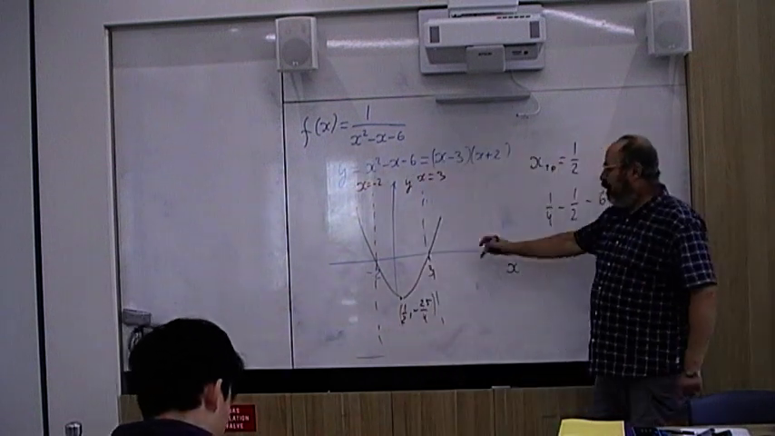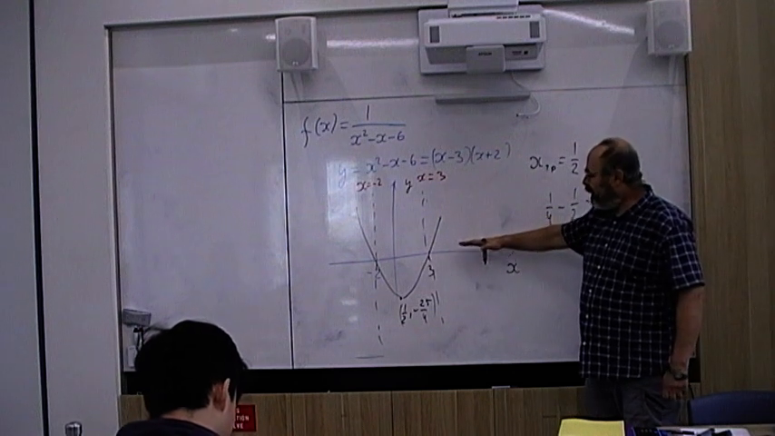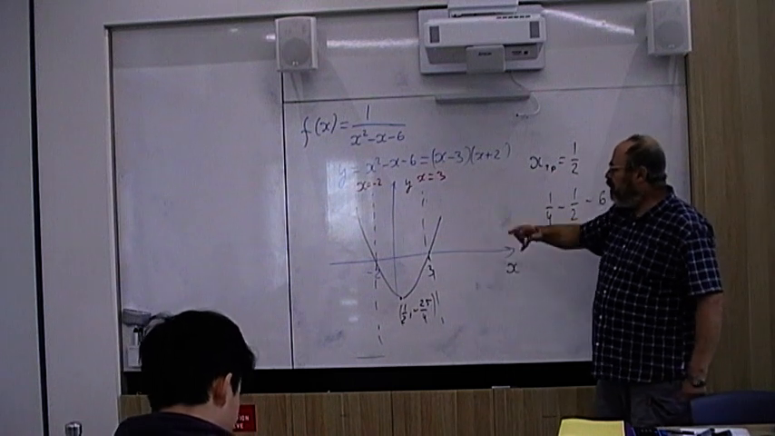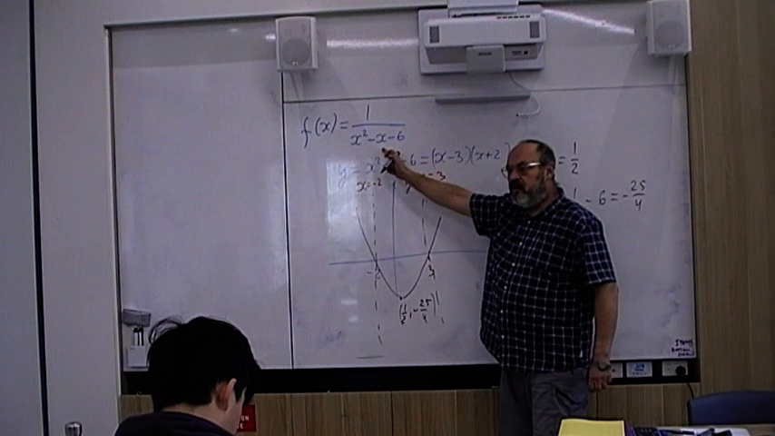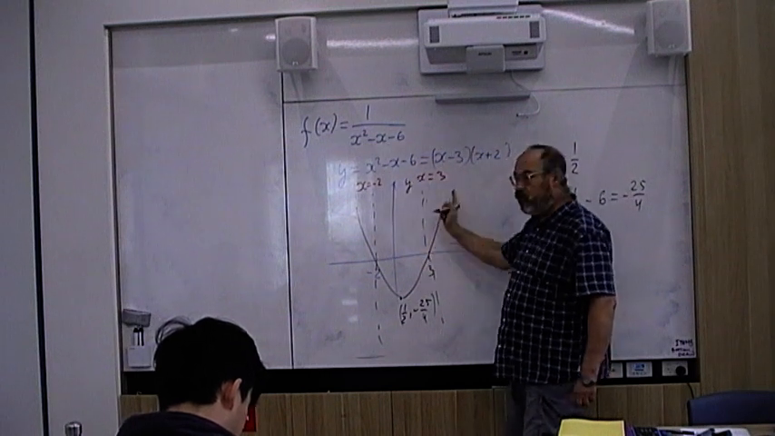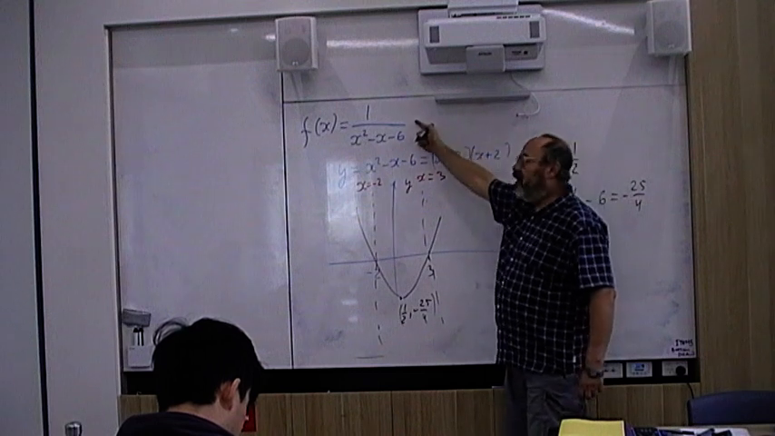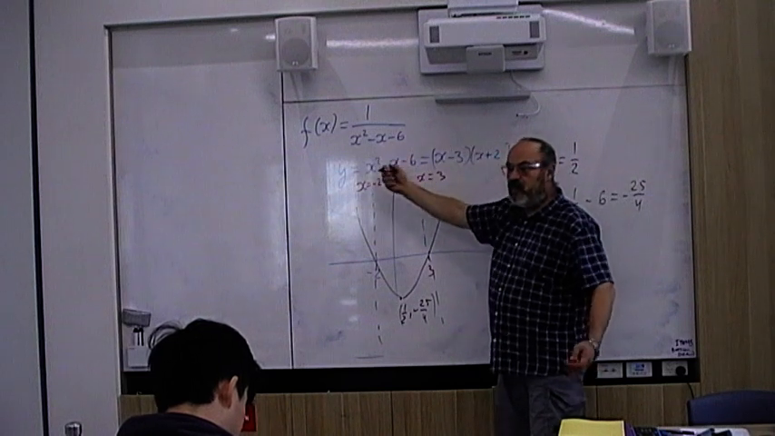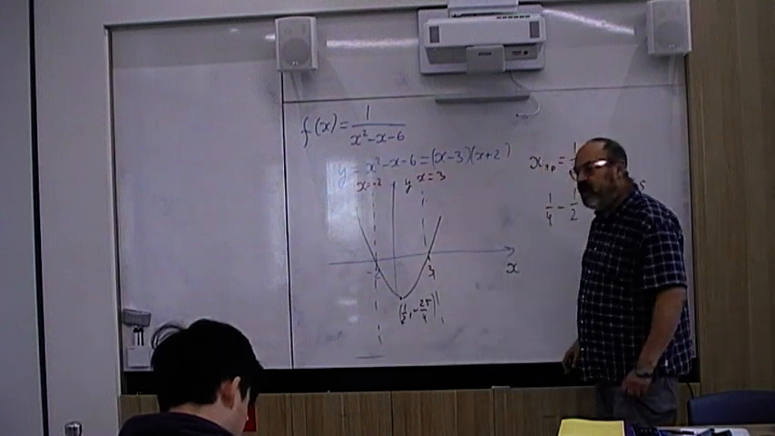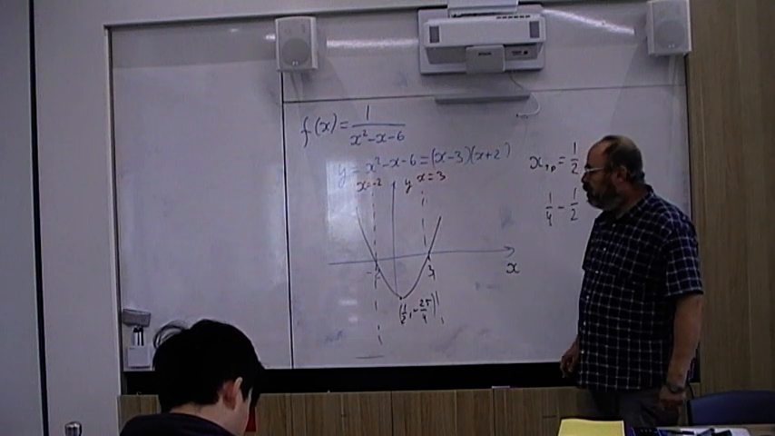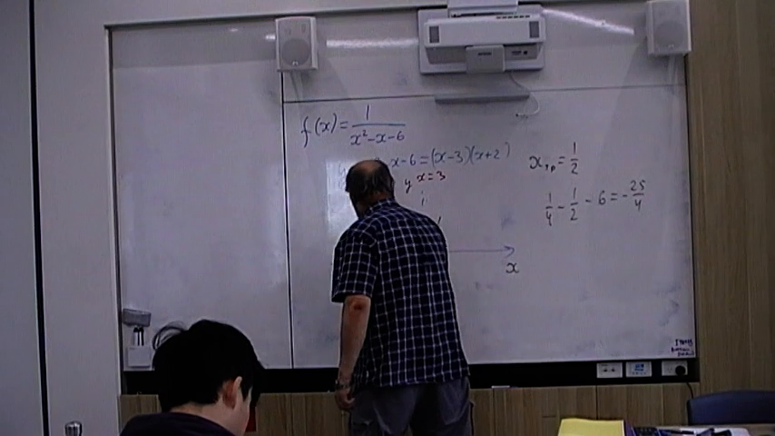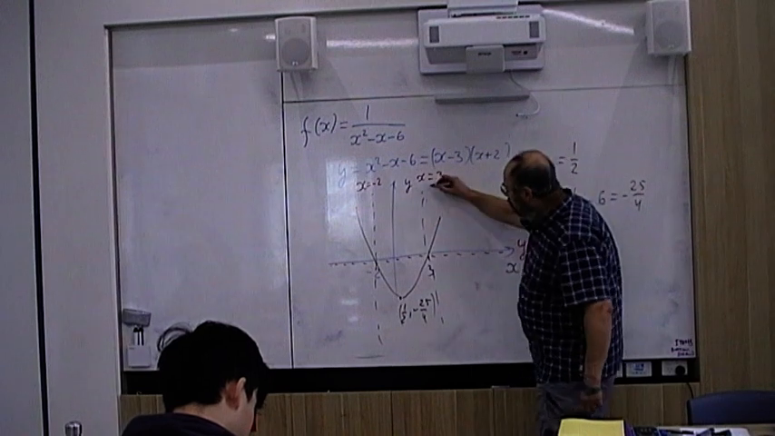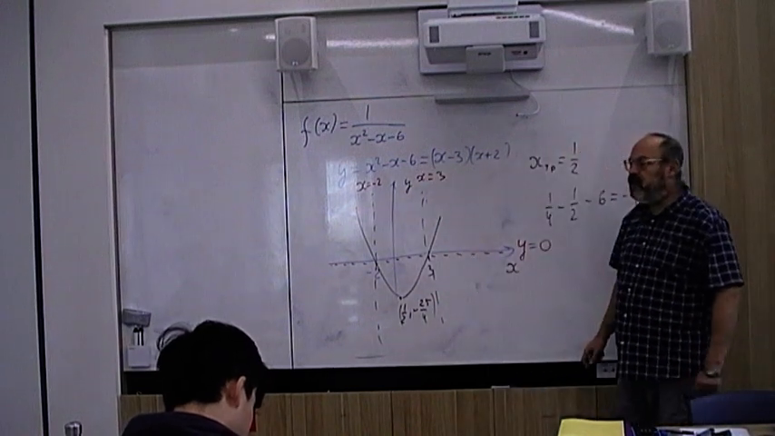Asymptotes. Now, here, when x is approaching infinity, what is the denominator approaching? The denominator is approaching infinity as well, growing. So the reciprocal is approaching 0. 1 over a very big number will be a very small number. So we have another asymptote: y equals 0.